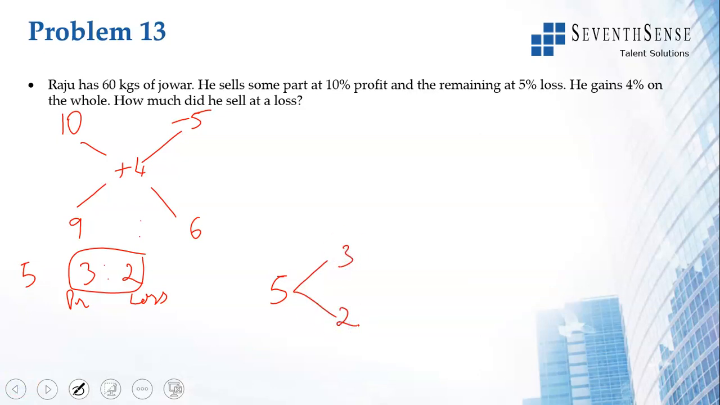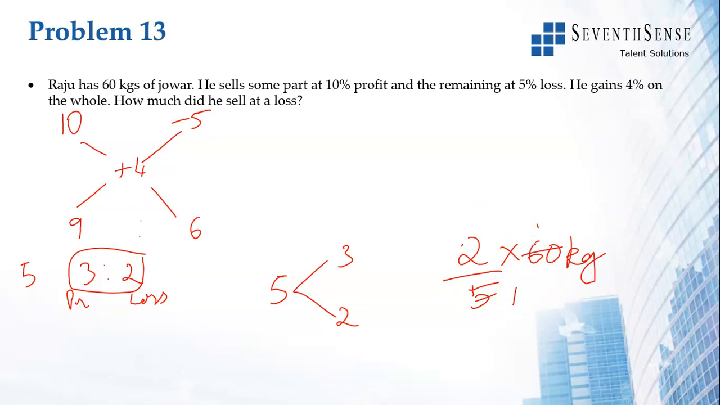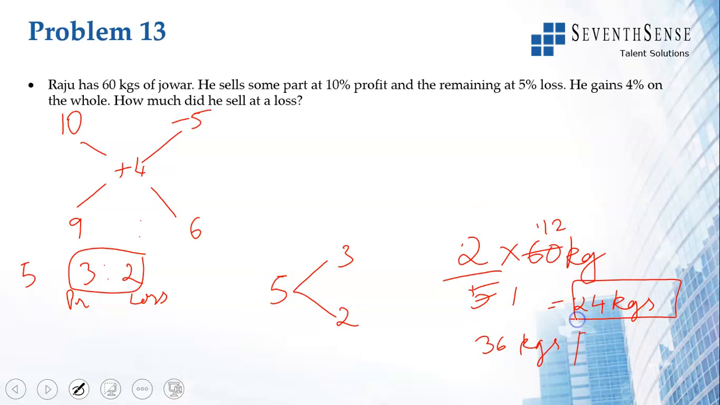Okay. So how much did he sell at a loss? It is 2 units out of 5, out of 60 units. 5 into 12 makes it 24 kgs. So 24 kgs is sold at a loss. The remaining 60 minus 24, which is 36 kgs, is sold at a profit. So this is what is asked here. This is profit, this is loss.